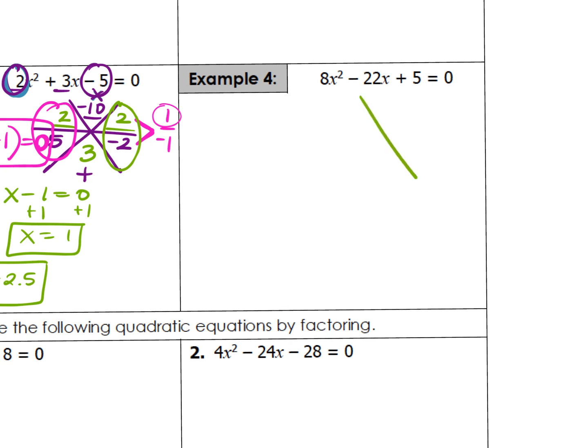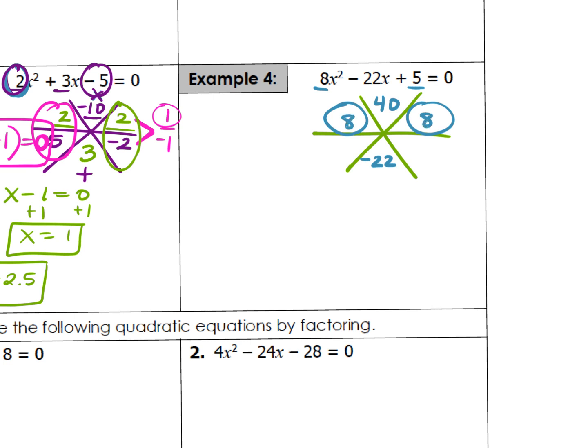Okay, this one. What goes on top? First of all, is there a GCF? No GCF. There's nothing you can take out of 8, 22, and 5. So up top is what number? 40. 8 times 5. A times C is 40. What's on bottom? A negative 22. Okay. What goes there? Those are A values. That's your 8s.